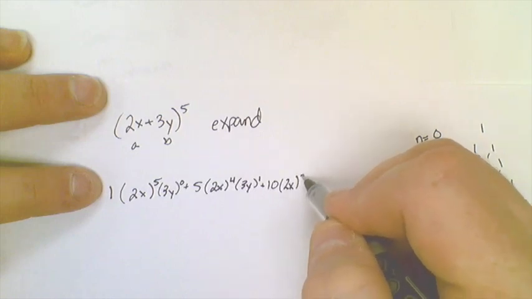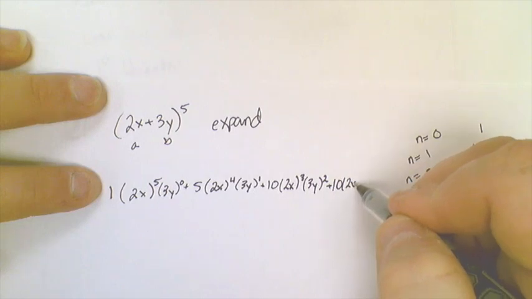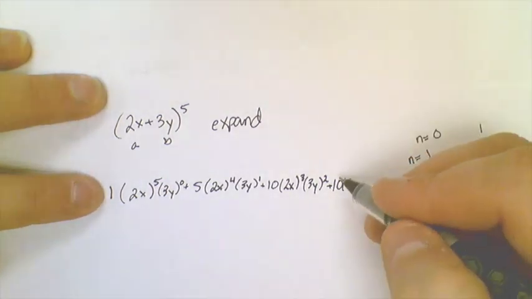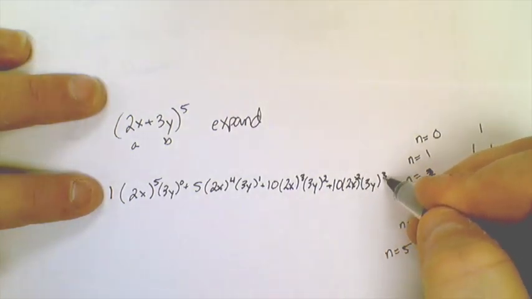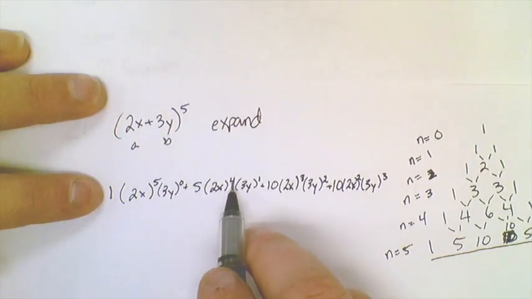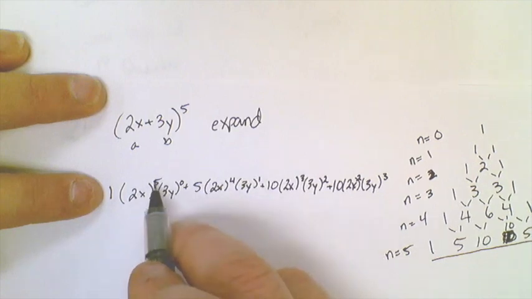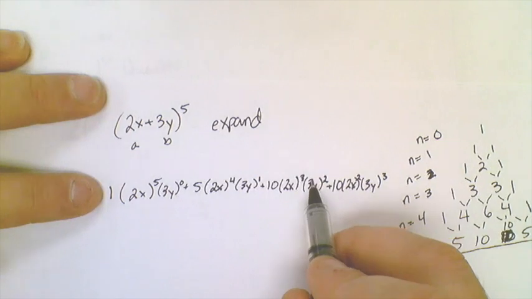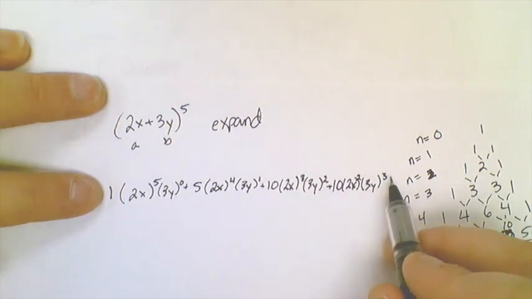2x to the third, 3y squared, plus 10 times 2x to the second, 3y cubed. Okay, remember when these are going down, these are going up, but you always want them to add to the degree, which is 5. We always want them to add to 5. So here, 3 and 2 is 5, so I know that here, if that's going down to a 2, that one has to be a 3 in order to keep our degree at 5.